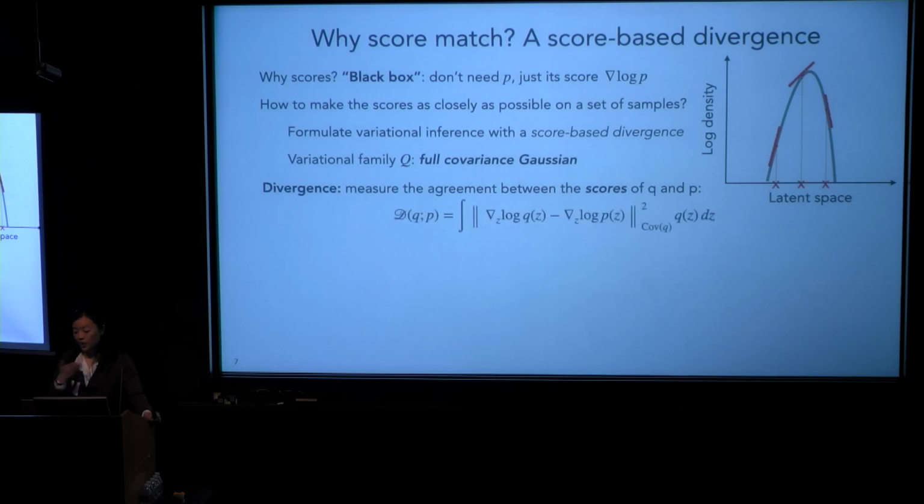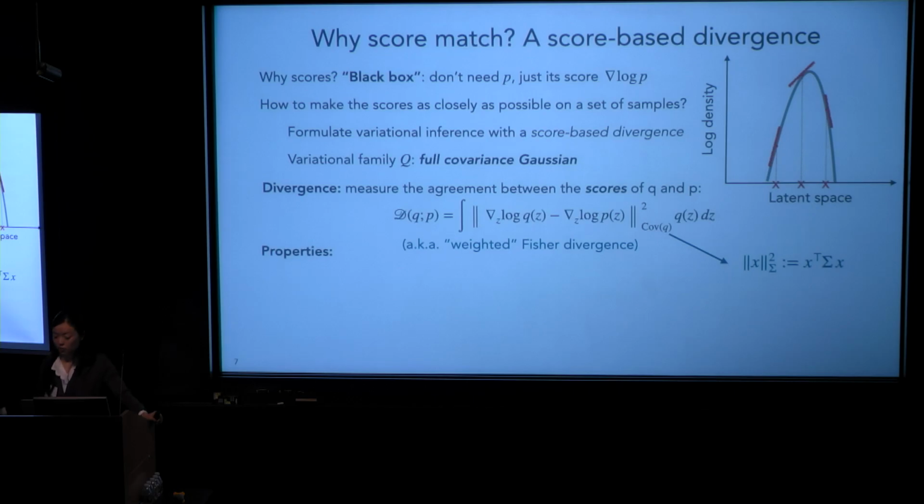So it's some sort of expectation over Q, and of the difference in the scores of Q and P. And here you note that this norm represents that we're going to weight the norm by the covariance of Q. For this reason, this divergence is often known as the weighted Fisher divergence, in particular weighting it by the covariance of Q. And it has a number of nice properties that you would like a divergence to have.